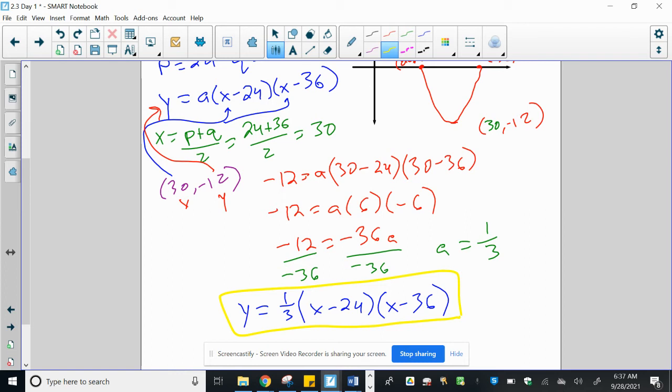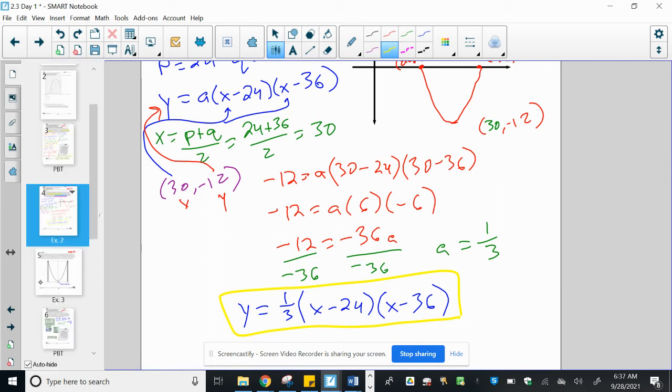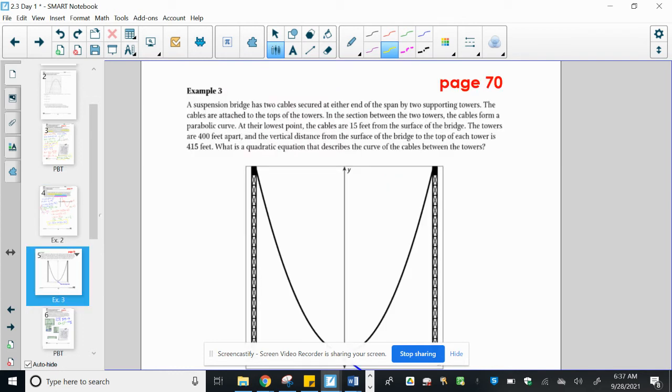Okay, so that's example 2. I'll do one more like this. We'll look at example 3. It says a suspension bridge has 2 cables secured at either end of the span by 2 supporting towers. The cables are attached to the tops of the towers. In the section between the towers, the cables form a parabolic curve.